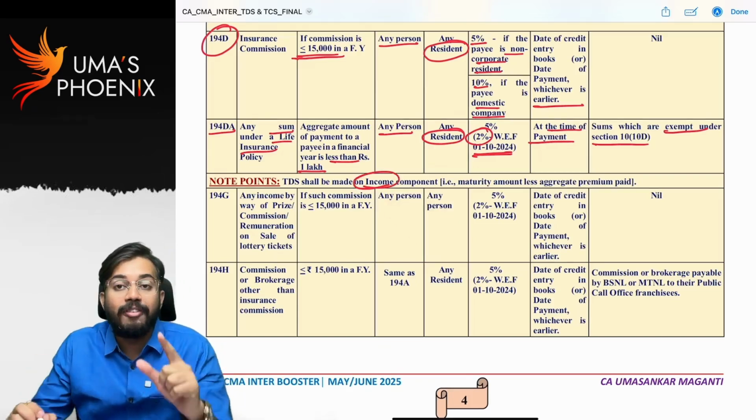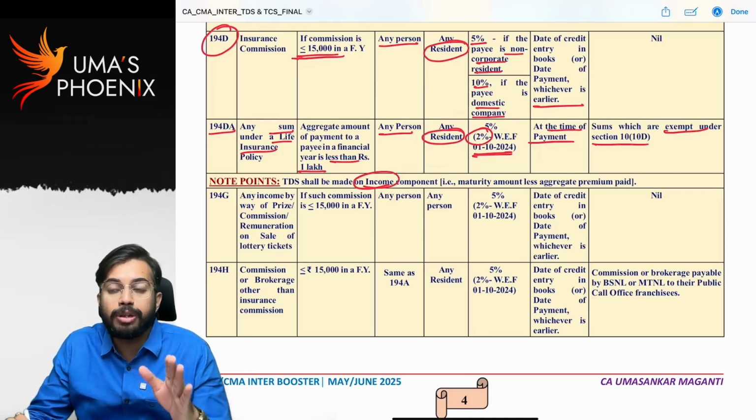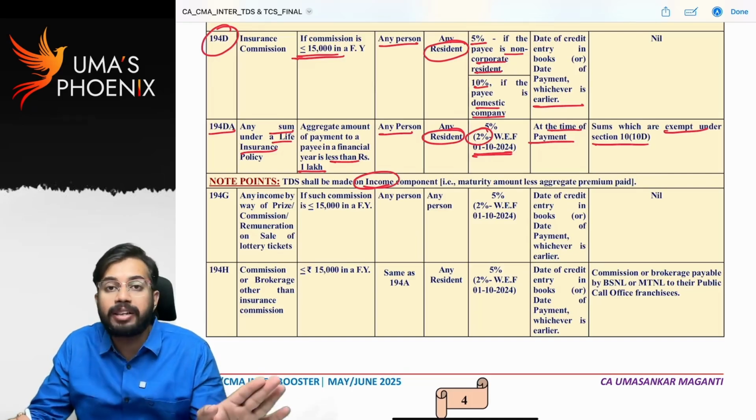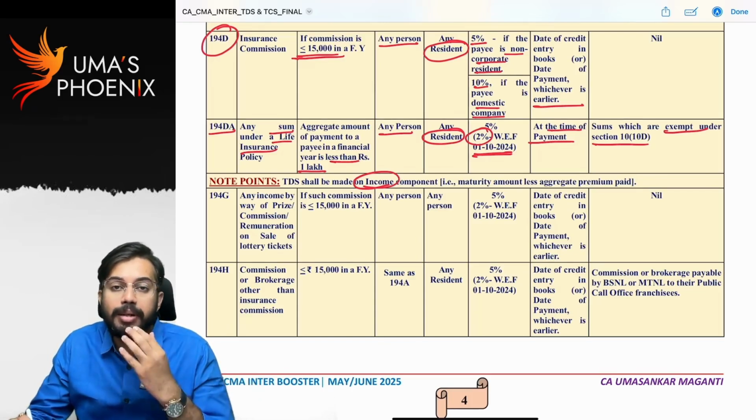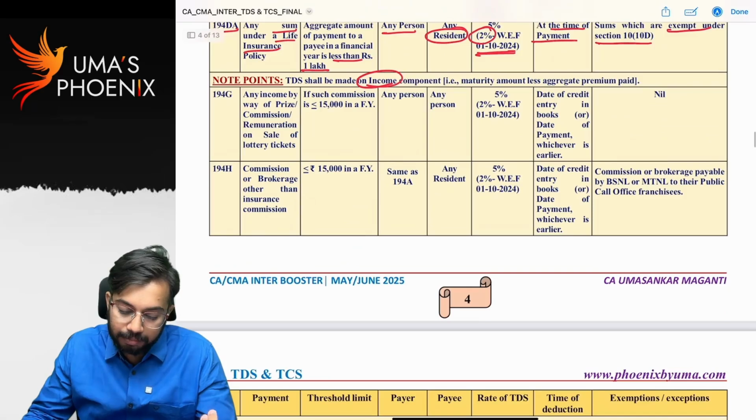Very important. For checking the threshold limit, we will check the maturity amount. If the maturity amount that is paid is greater than 1 lakh, TDS is required to be deducted. However, TDS will not be deducted on the maturity amount, but TDS will be deducted on the income component. Is it clear? Next.